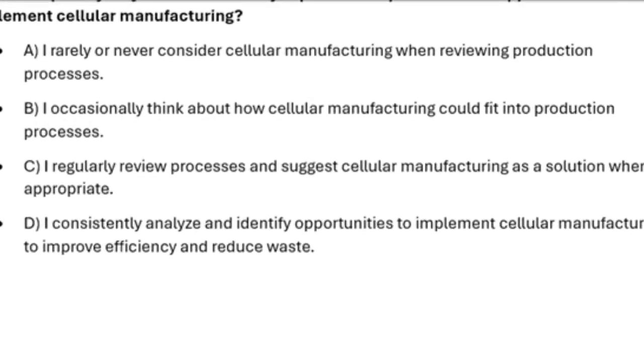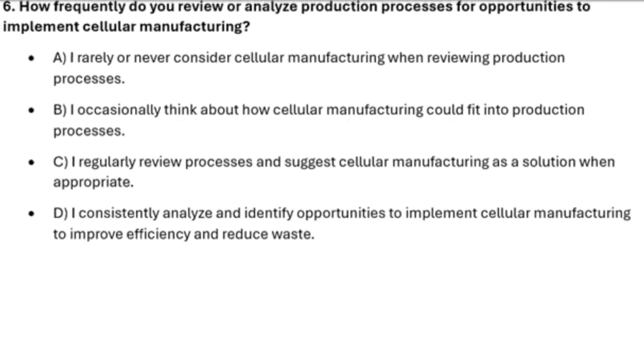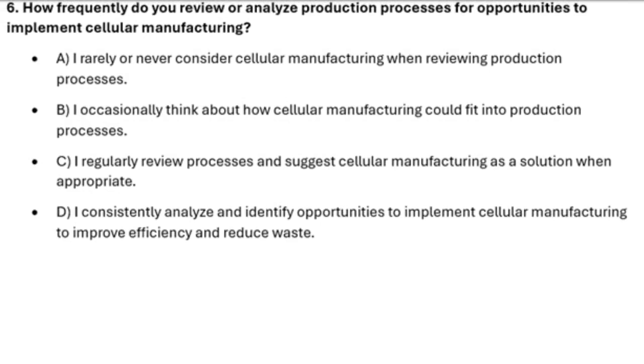6. How frequently do you review or analyze production processes for opportunities to implement cellular manufacturing? A. I rarely or never consider it reviewing production processes. B. I occasionally think about how it could fit into production processes. C. I regularly review processes and suggest it as a solution when appropriate. D. I consistently analyze and identify opportunities to implement it to improve efficiency and reduce waste.